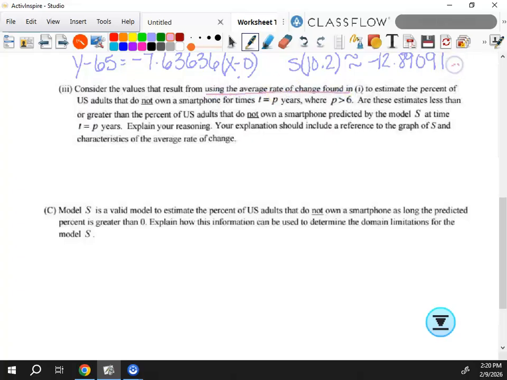And that's what this is. This is a value that I got from using the average rate of change to estimate the percentage of the adults for t equals p years, where p is greater than 6. Are these estimates less than or greater than the percent of US adults that do not own smartphones predicted by Model S? So what it's asking is, when we use the line, are the estimations more or less? And it's not just any time, it's when p is greater than 6.